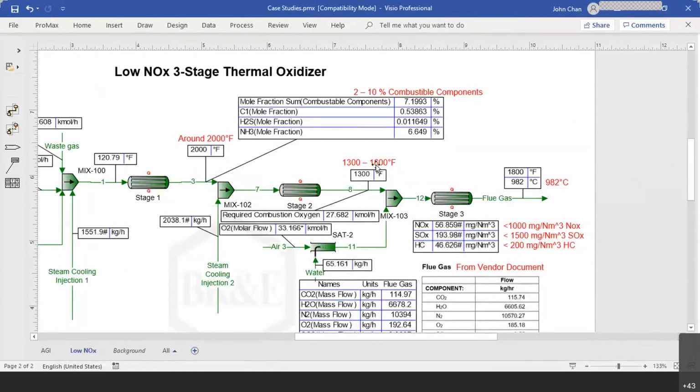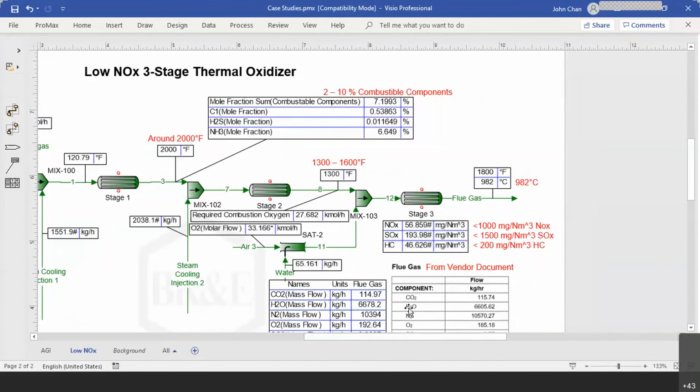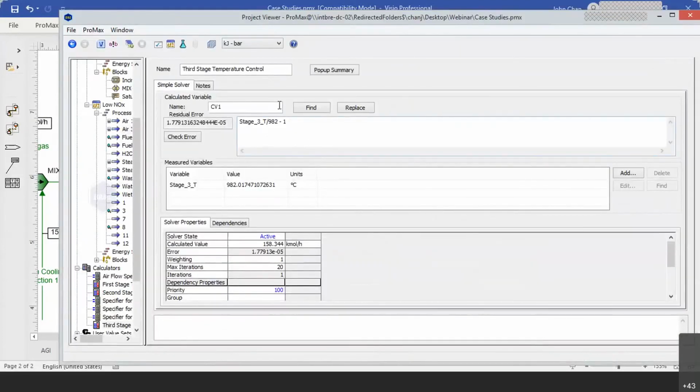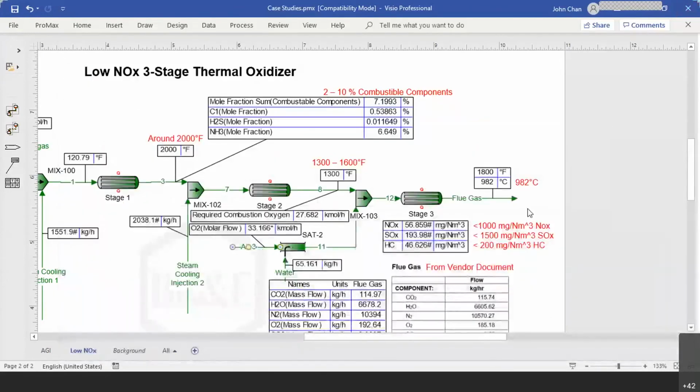By the way, the text in red font is provided by the manufacturer or the vendor. These are the estimated values they would expect to see for the feed composition in the waste gas. In stage 3, we are feeding in excess oxygen. You can see that the required combustion oxygen in stream number 8 is about 28 kilomoles, and we are feeding in about 33 kilomoles of oxygen. Again, we have a simple solver on our airflow rate. I've set up a solver here to get my outlet temperature to around 980 degrees Celsius, which is what they would expect to see.